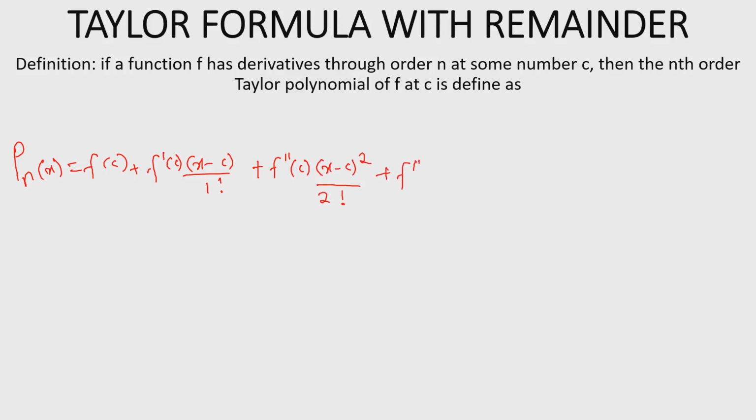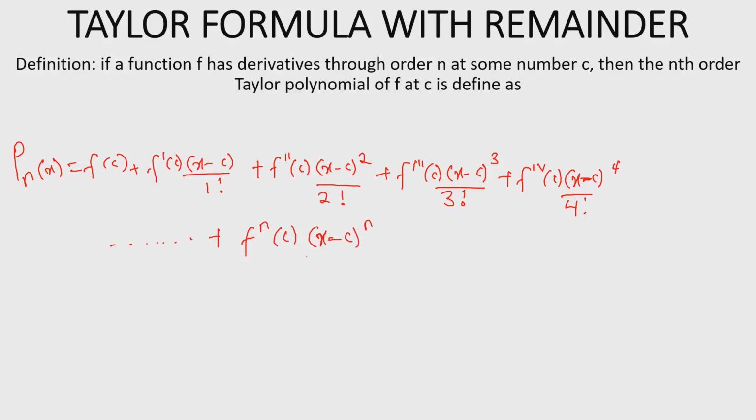plus the third derivative of f at c times x minus c raised to the power of 3 over 3 factorial, and then plus the fourth derivative of f at c times x minus c raised to the power of 4 over 4 factorial, continuing like that till it reaches plus the nth derivative of f at c times x minus c raised to the power of n over n factorial.